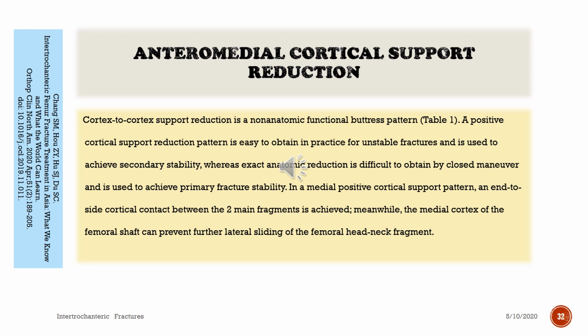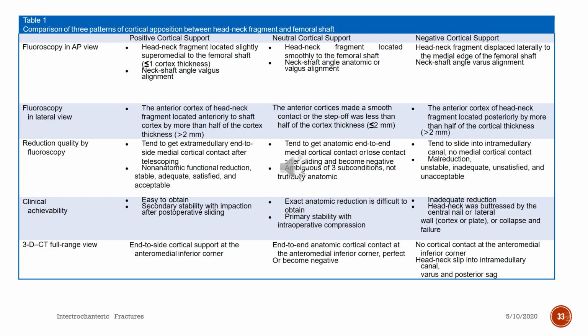A positive cortical support reduction pattern is easy to obtain in practice for unstable fractures and is used to achieve secondary stability, whereas exact anatomic reduction is difficult to obtain by closed maneuver and is used to achieve primary fracture stability. In a medial positive cortical support pattern, an end-to-end side cortical contact between two main fragments is achieved. Meanwhile, the medial cortex of the femoral shaft can prevent future lateral sliding of the femoral head-neck fragment.